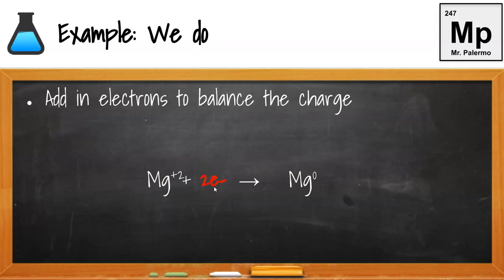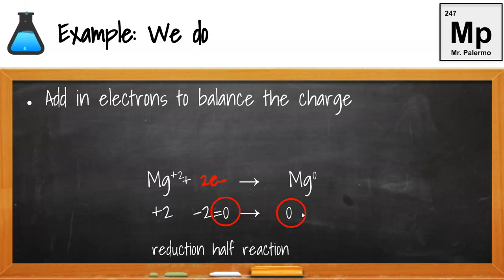And we can verify that we did this correctly by looking at the total charge. So on the left-hand side, we have +2, and we have 2 negative charges from the electrons. So +2 and -2 is going to equal 0 for the reactant side. And we have 0 on the product side. So 0 on both sides. We have a balanced half reaction. In this case, it's a balanced reduction half reaction.